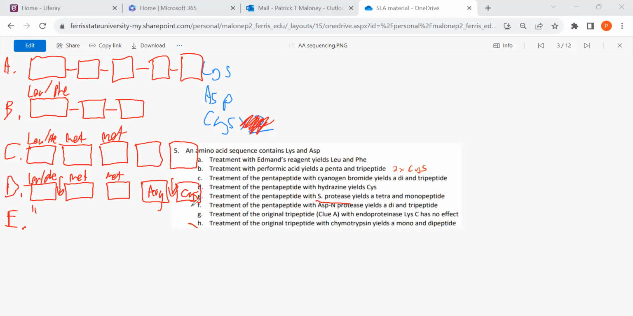We'll just copy this down. Okay. F, treatment of the pentapeptide with ASP-N protease yields a di and a tripeptide. So F.